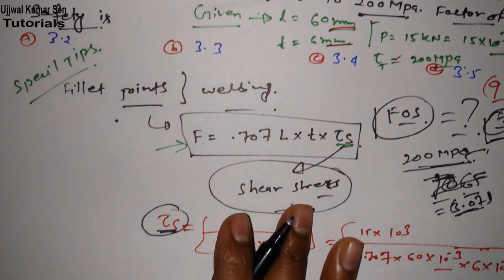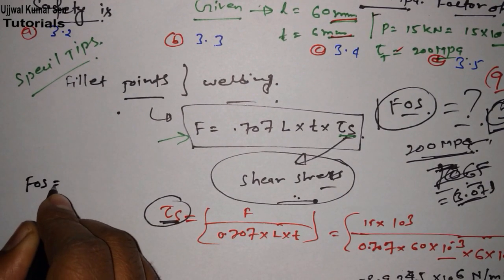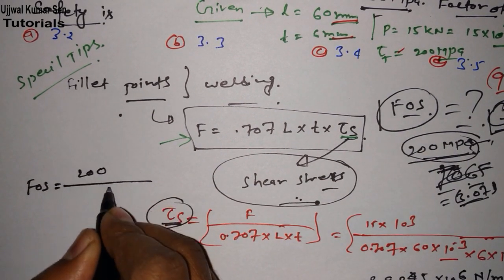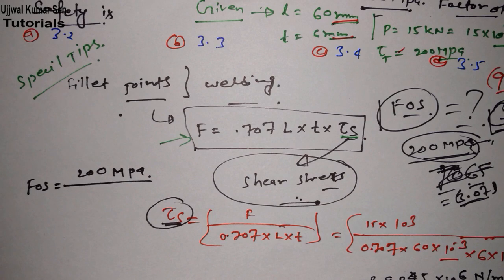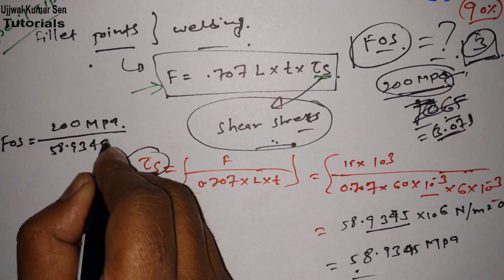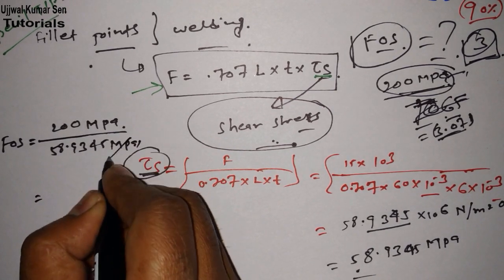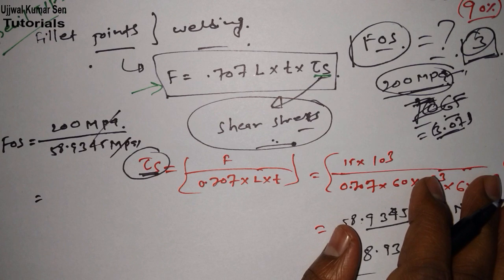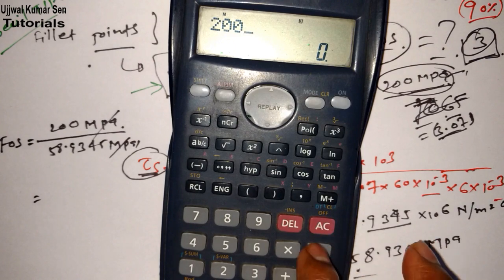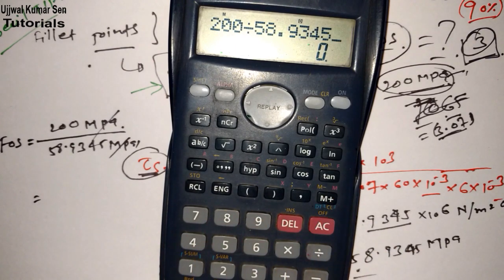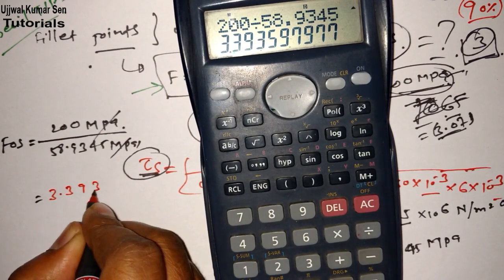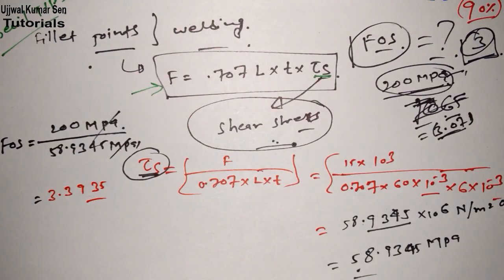Now what is the factor of safety? Factor of safety is equal to the maximum load it can bear, that is 200 megapascal, divided by the load it is actually bearing, that is 58.9345 megapascal. So megapascal gets cancelled. That's why we know that factor of safety is dimensionless. So it's 200 divided by 58.9345. What value exactly are we getting here? 3.3935.